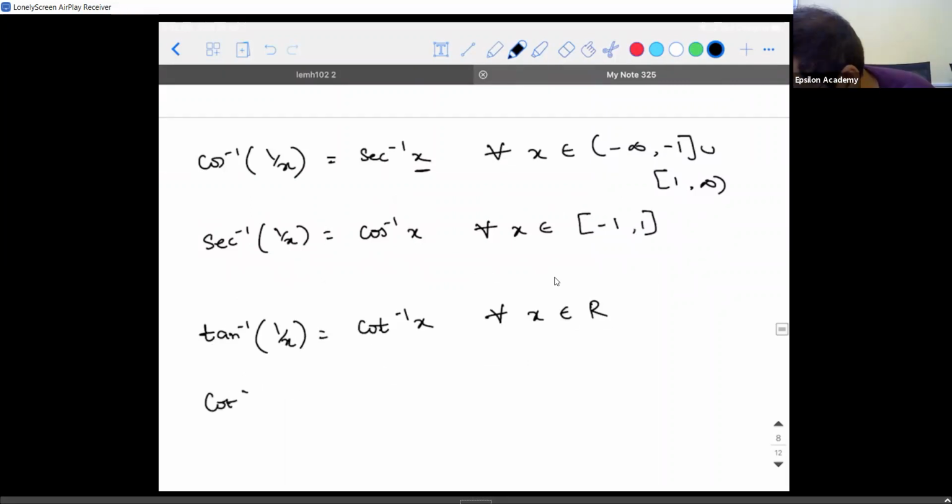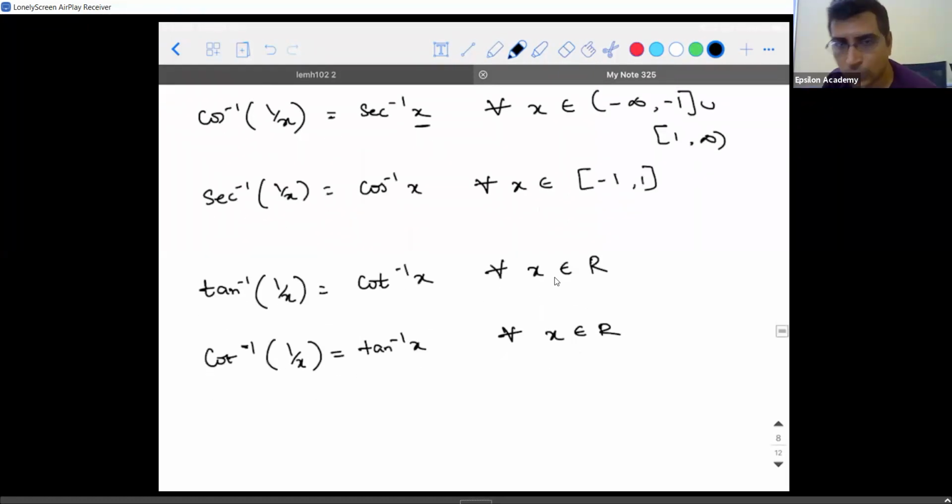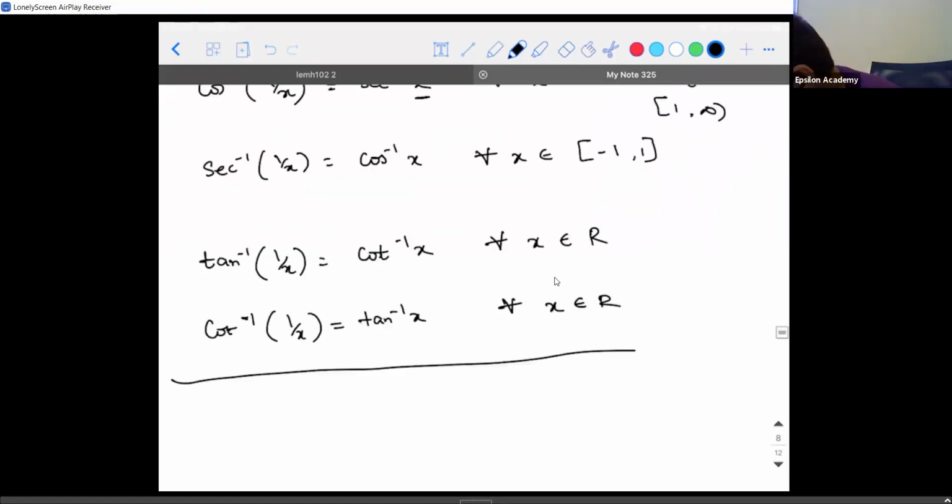Similarly, cot inverse of 1 by x will be equal to tan inverse of x, for all values of x that belong to R. Okay. If you are clear with this, let me show you the application of it. I hope you made a note of it.